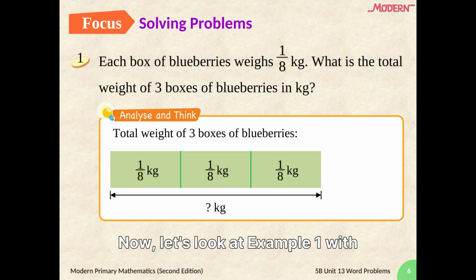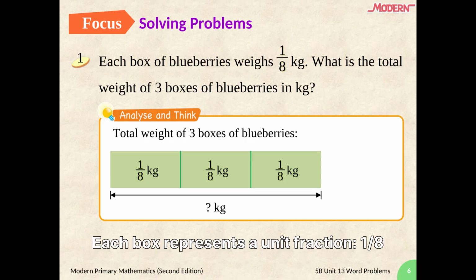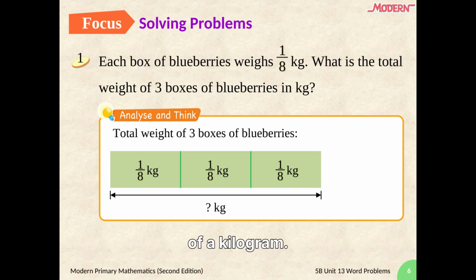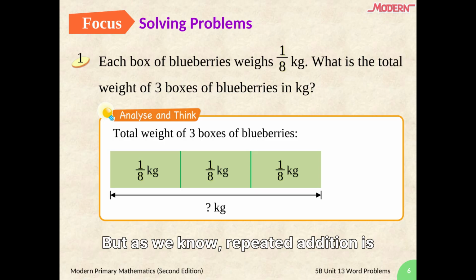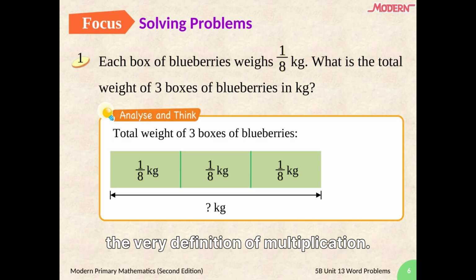Now, let's look at example 1 with boxes of blueberries. Each box represents a unit fraction, 1/8 of a kilogram. When we have 3 boxes, we are effectively adding 1/8 to itself 3 times. But as we know, repeated addition is the very definition of multiplication.